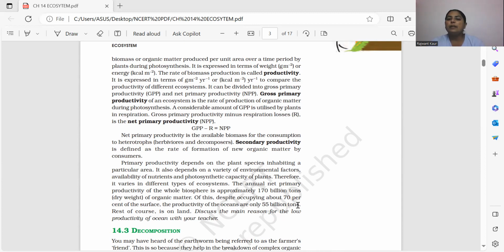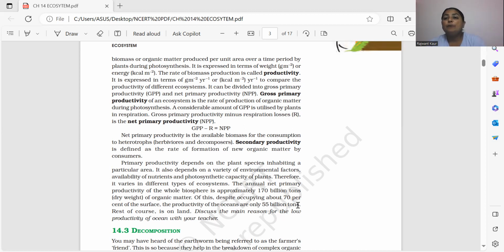If we are talking about a terrestrial ecosystem, then the amount of primary productivity is more. But if we are talking about the primary productivity of oceans, then it is comparatively less. For the whole biosphere, the annual net primary productivity corresponds to 170 billion tons of organic matter. But out of these, 70% comes from the terrestrial plants, and the rest, 55 billion tons, comes from the oceans. The amount of primary productivity from the oceans is low, because here the chief autotrophs are the phytoplanktons.